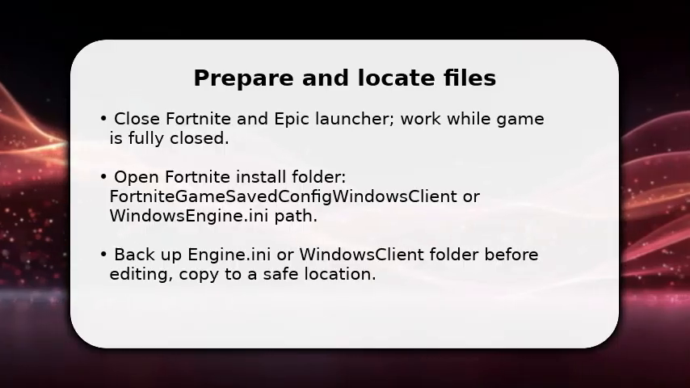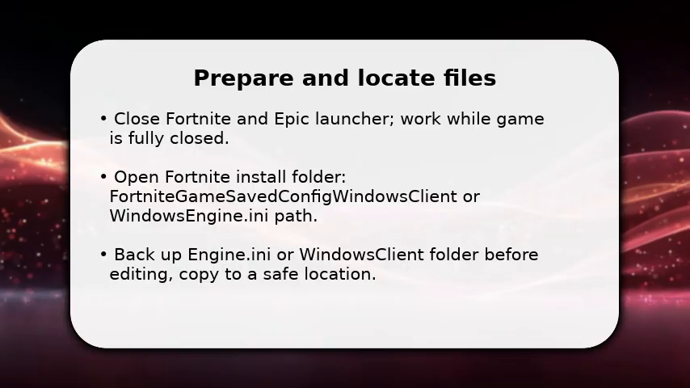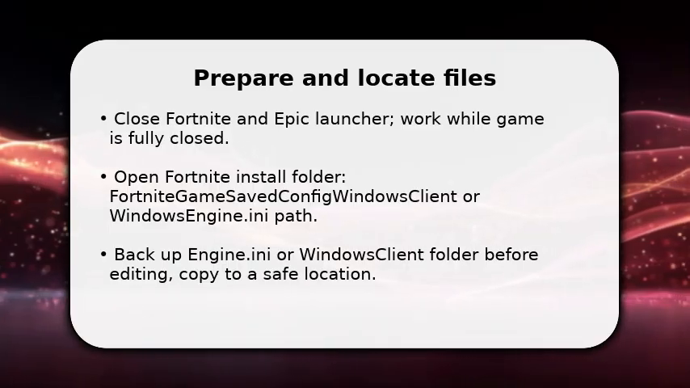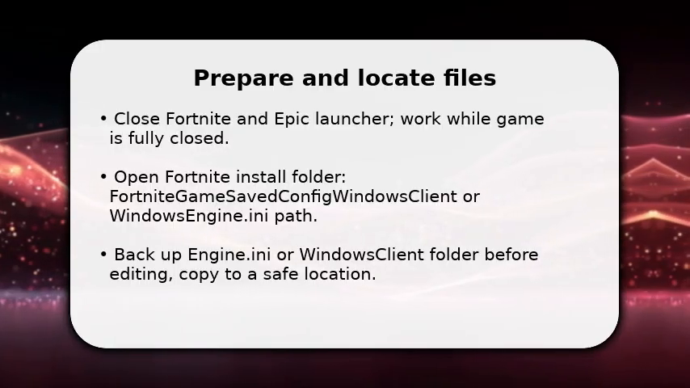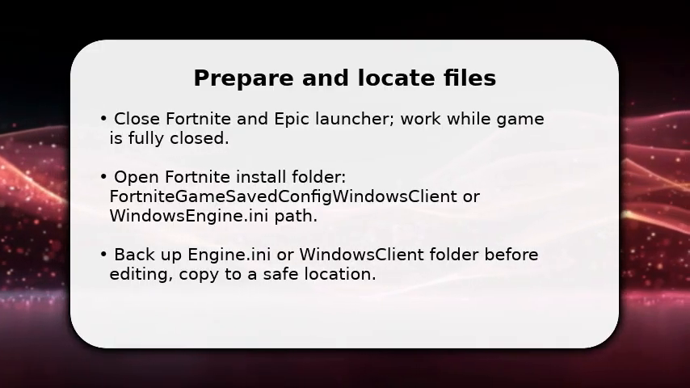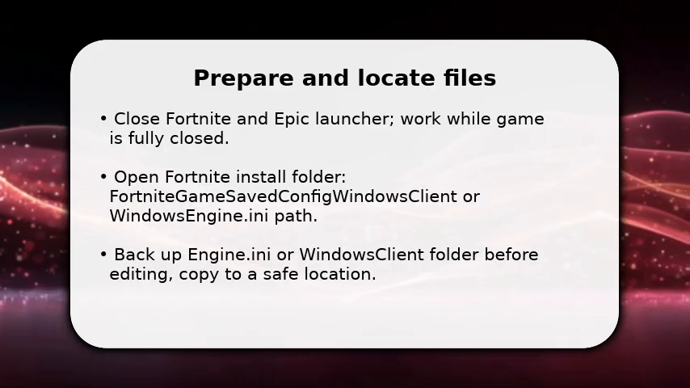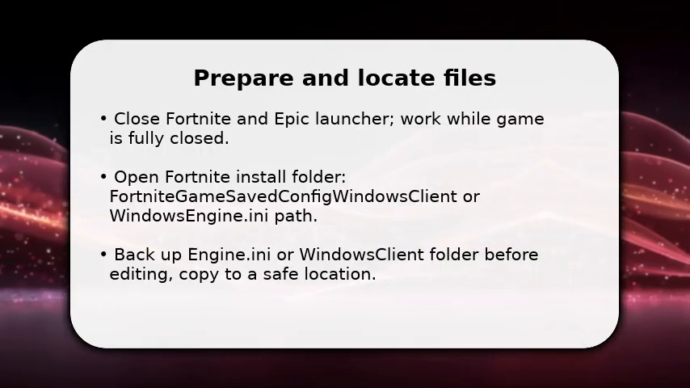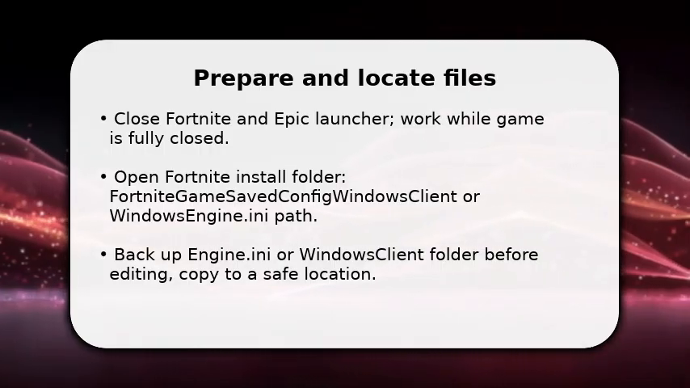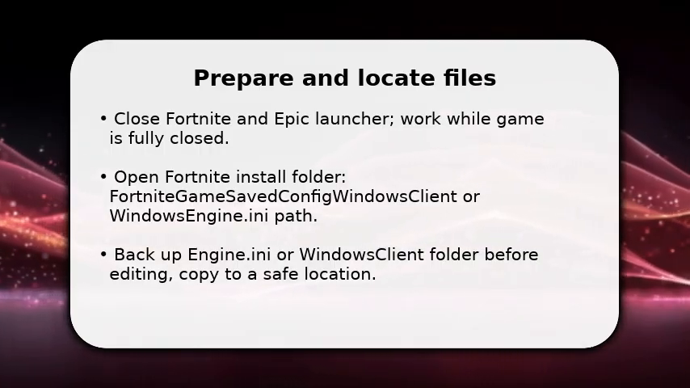You start with the game closed and a backup. Navigate to the Fortnite install, Fortnite game /Saved/Config/WindowsClient or WindowsEngine.ini. Once there, make a copy of Engine.ini or the entire WindowsClient folder so you can revert if needed. You do this because direct edits change startup behavior. Without a backup, you risk corrupting settings.